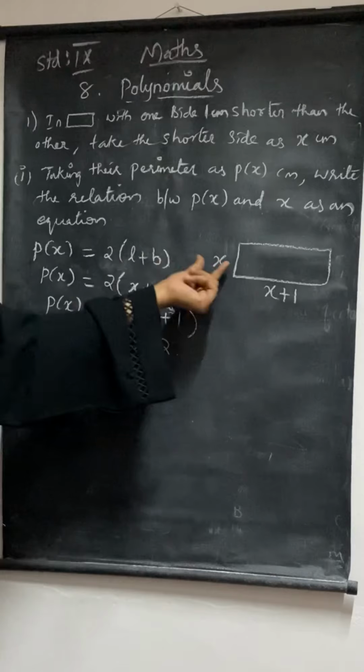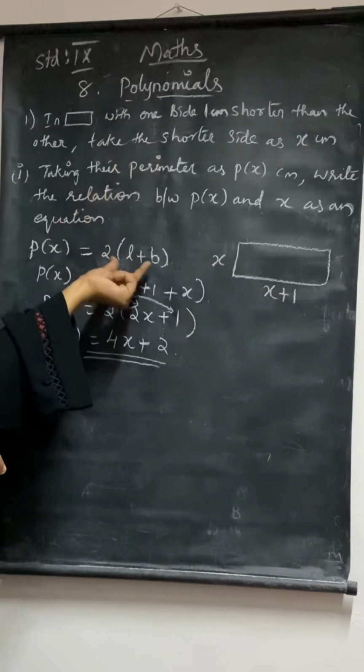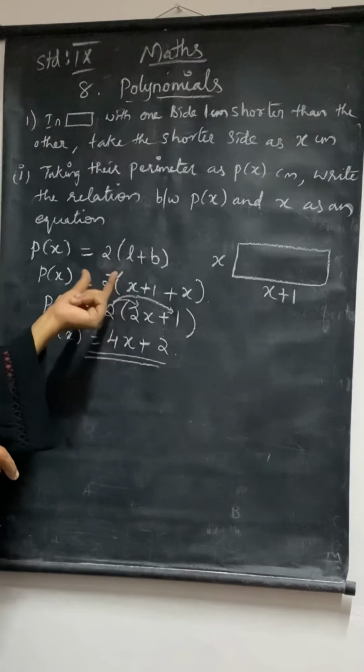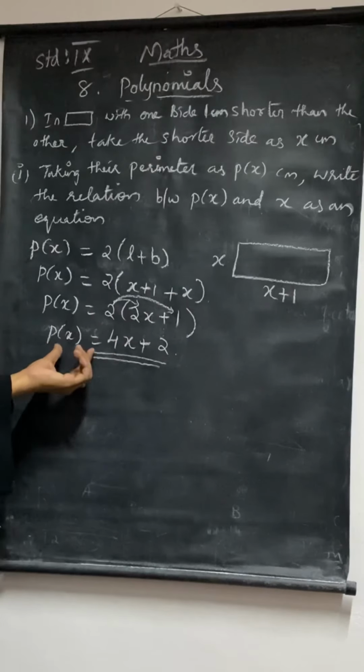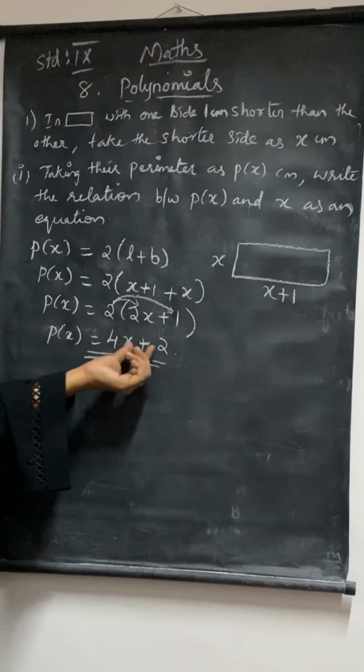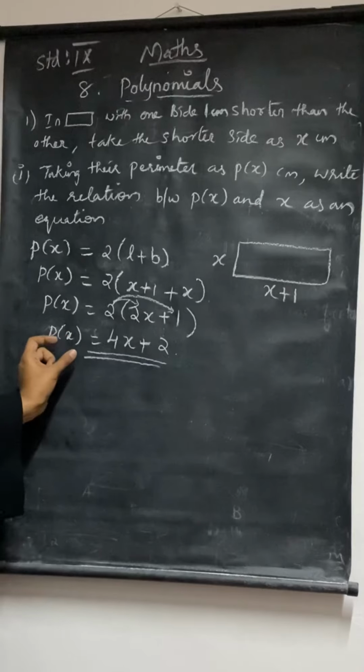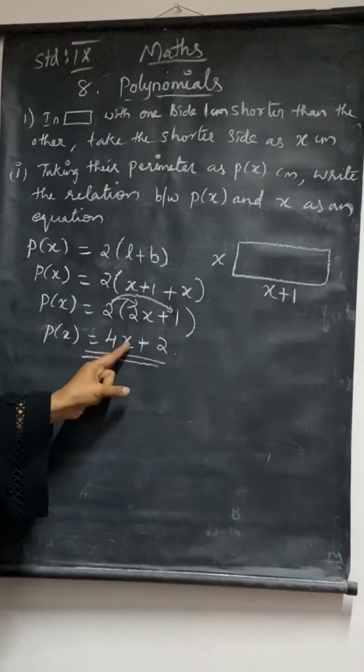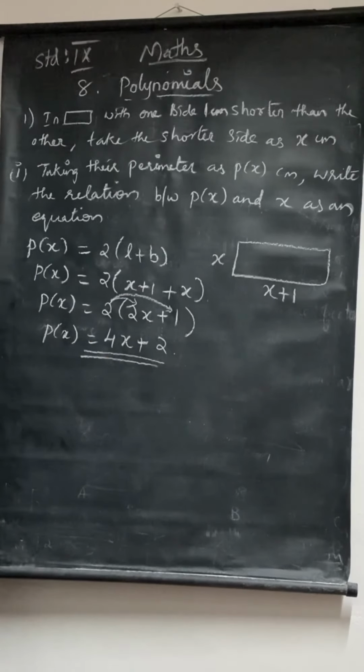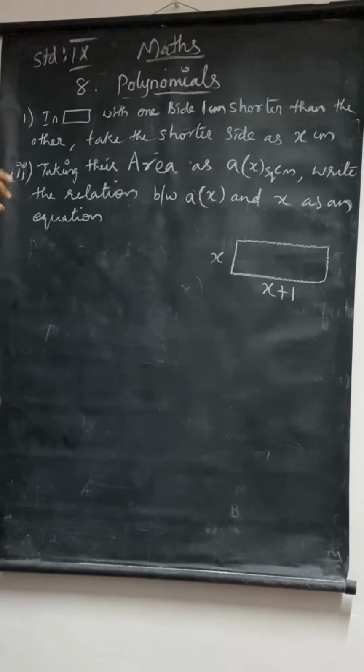So x is a breadth. So the perimeter formula you have to put, 2 into length plus breadth, that you substitute and you get the equation p of x is equal to 4x plus 2. So that perimeter is equal to 4 times the breadth plus 2. That is the relation. The second sub question, from the same question.